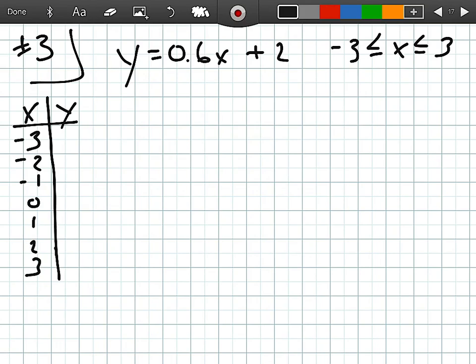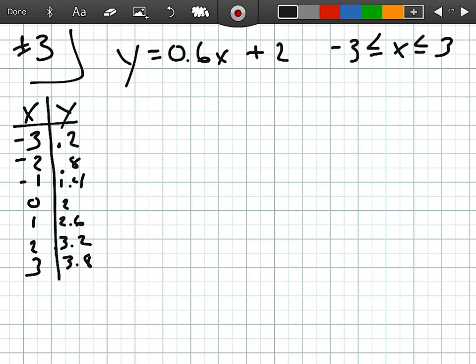So then 0.6 times 3 is 1.8 plus 2, and you should have 2.8. Or no, do I have a negative missing? Negative 3. Negative 1.8 plus 2, so it's 0.2. So negative 1.2 plus 2 is 0.8. And negative 0.6 plus 2, so that should be about 1.4. And 0 will be 2. And then we're going up 0.6 each time, so it should be 2.6, 3.2, and 1.8 plus 2, 3.8.